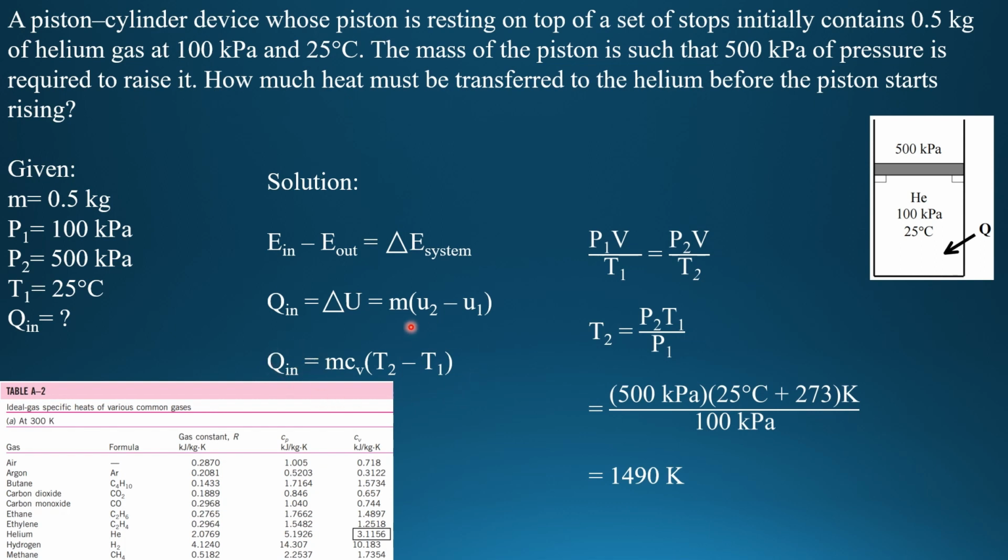And since our equation here has this CV, we will be using our property table to be found in table A-2, that is here in helium. We have the CV here that is equal to 3.1156.